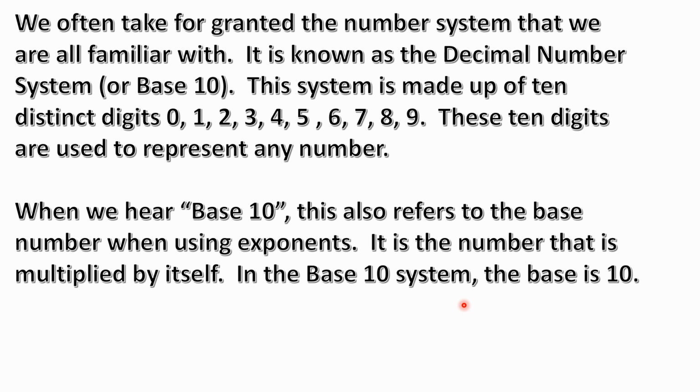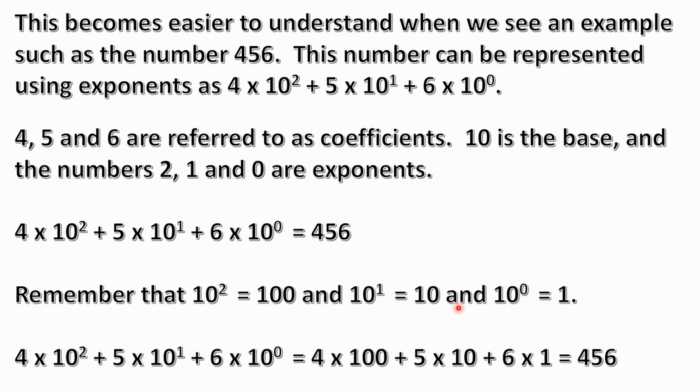These 10 digits are used to represent any number, like the number 563, which uses the digits 5, 6, and 3. So when we hear base 10, this also refers to the base number when we're using exponents. It's the number that ends up being multiplied by itself. So in the base 10 system, naturally the base is 10. It becomes a little bit easier to understand when we see an example.